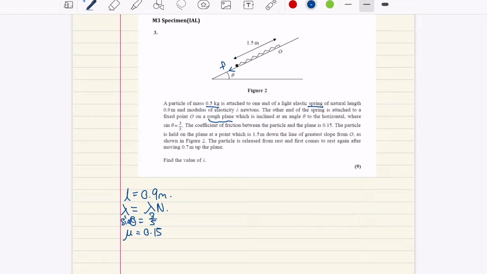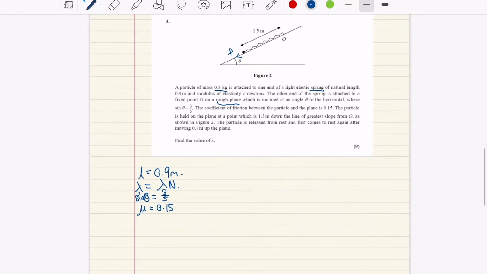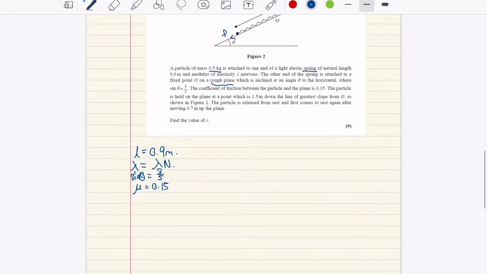The particle is released from rest and first comes to rest again after moving 0.7 meter up the plane. Find the value of lambda.